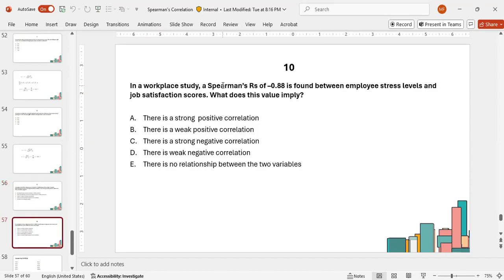In a workplace study, a Spearman correlation coefficient of minus 0.88 is found between employee stress level and job satisfaction score. What does this value imply? A, there is strong positive correlation. B, there is weak positive correlation. C, strong negative correlation. D, weak negative correlation. And E, there is no relationship. C. Charlie. Yes, the correct answer is Charlie because we have minus 0.88 value and this is very near to -1, because minus sign indicates that there is negative correlation. So our answer would be Charlie.